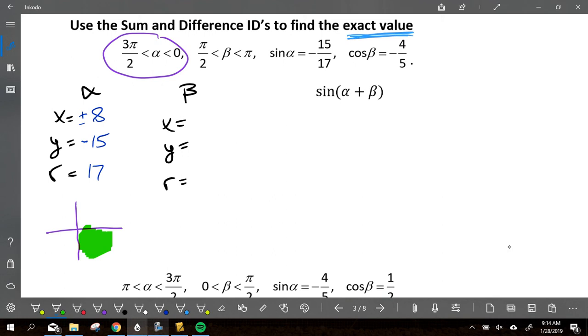If I'm in quadrant 4, thumbs up, thumbs down. What's my x going to be? Is my x positive or negative? If I'm in the 4th quadrant, my x is positive. So I got that right there. Figure out your beta triangle.